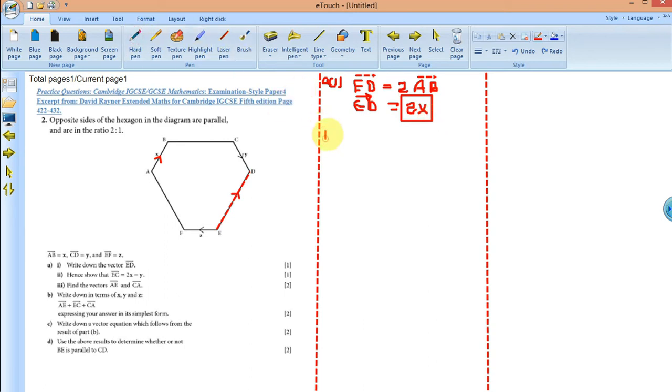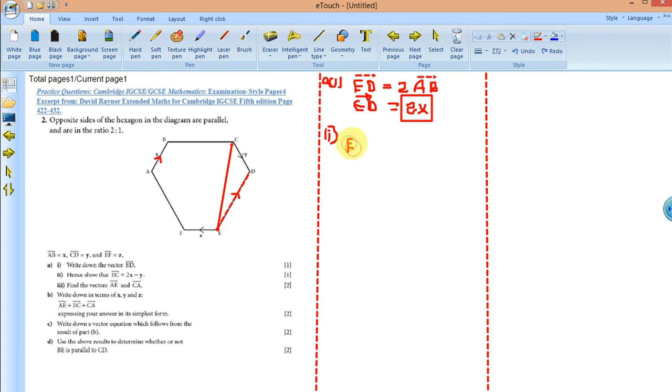Roman figure 2, II. Show that EC is 2x minus y. So let's go for EC, from E down to C. Okay, so let me just use this one here. EC, this one we are looking for now. E to C. Since this is the origin, you move from the origin as the position vector. Okay, so starting from E, EC will be ED plus DC, something like that. So let's just write that.